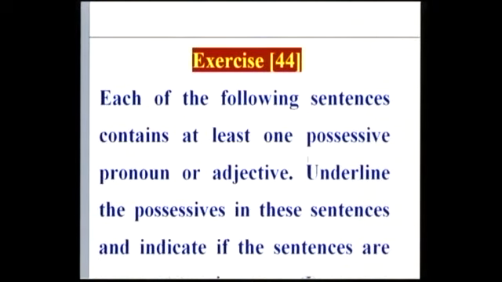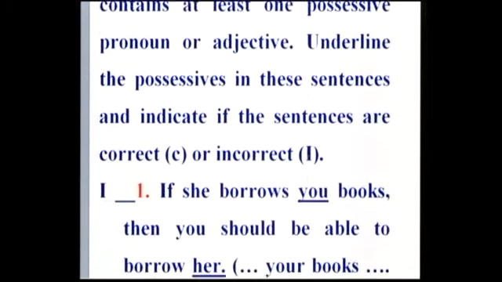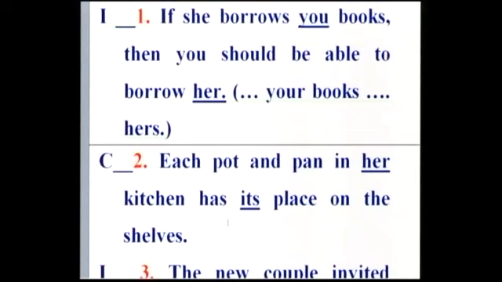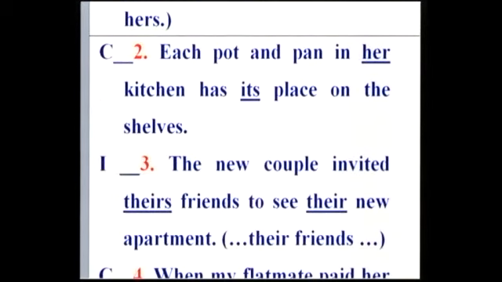Type exercise 44. Each of the following sentences contains, you know what happens here. If she borrows you books, لا, if she borrows your books, then you should be able to borrow her, لا, you should be able to borrow hers. Each pot and pan in her kitchen has its, لأن each is singular و its is singular زيها, has its place on the shelves. The new couple invited their friend, لا, their friends to see their new apartment. Their الثانية is correct.